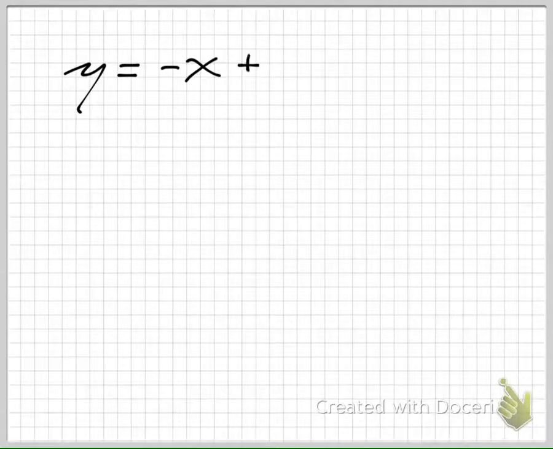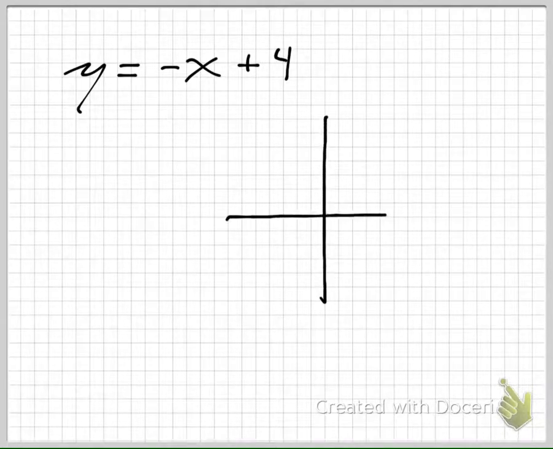What if I have this? What if I have y equals negative x plus 4? Ugh, what am I going to do with that? What a mess, right? I just have no idea what I'm going to do with that. Where do I start? It starts at the 4. That's the y-intercept.